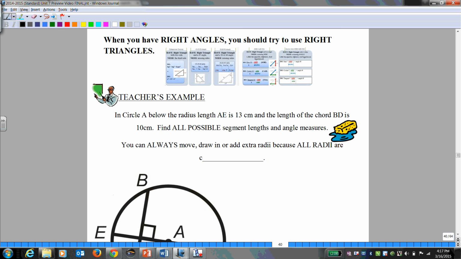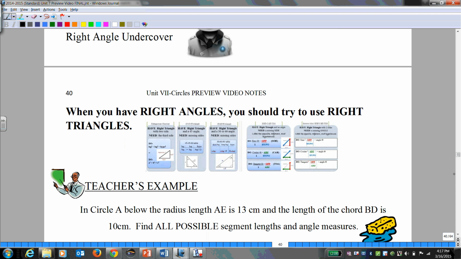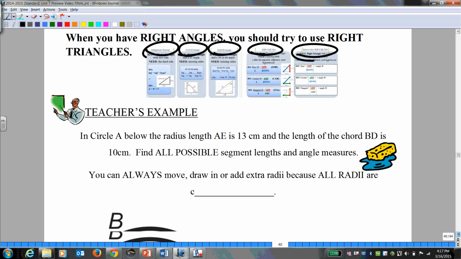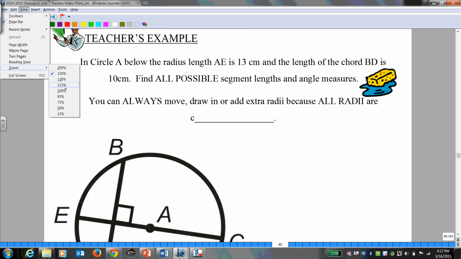Now remember, whenever you have right angles, anything from your right triangle toolbox is fair game, which includes Pythagorean theorem, 45, 45, 90, 30, 60, 90, SOHCAHTOA, inverse SOHCAHTOA. We're going to do an example together.